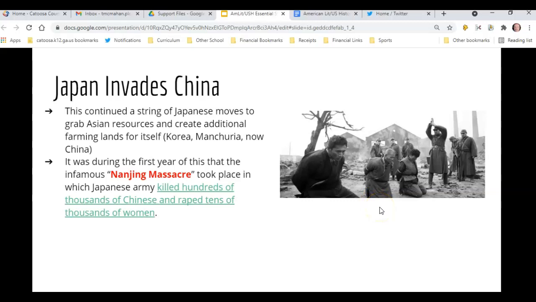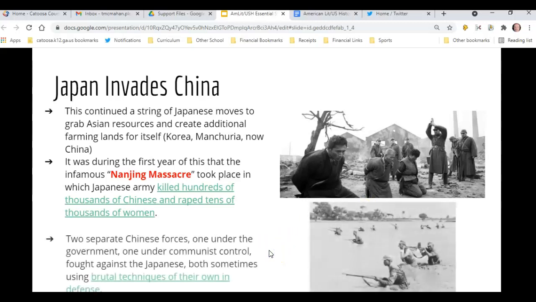Again, some of this can get emotional. This happened decades ago when this older man was telling it, and you can still see how it scarred him for life. Again, the brutality here is pretty enormous, and that includes brutality on all sides of this. There were two different Chinese forces fighting against the Japanese. One was the government army, and then there was a communist army that was fighting against them too. They both used techniques to stop the Japanese.